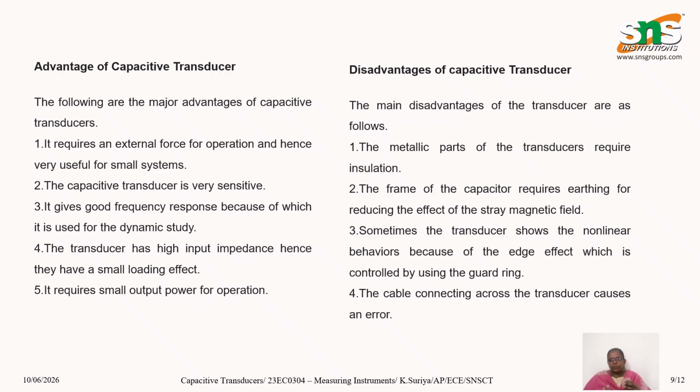However, capacitive transducers also have certain limitations. The metallic components require proper insulation to ensure accurate operation. They are sensitive to stray electric and magnetic fields, which can affect the measurement accuracy. Nonlinear behavior may occur due to edge effects, although this can be reduced by using guard rings. Additionally, the connecting cables can introduce errors because they add unwanted capacitance to the system.